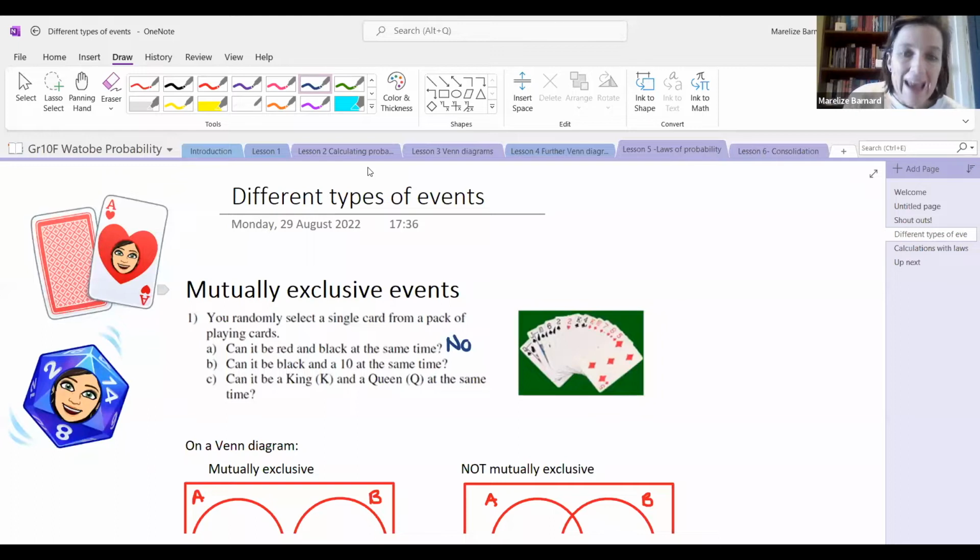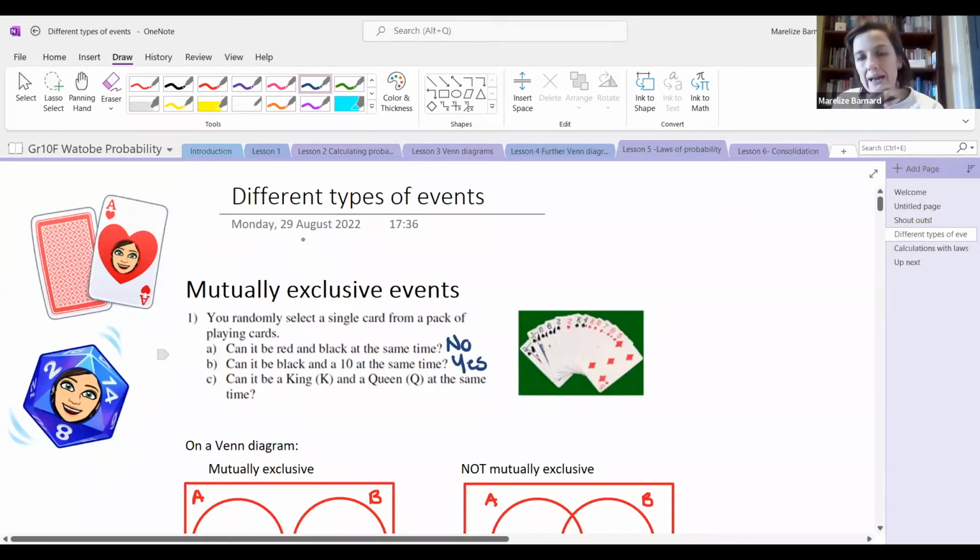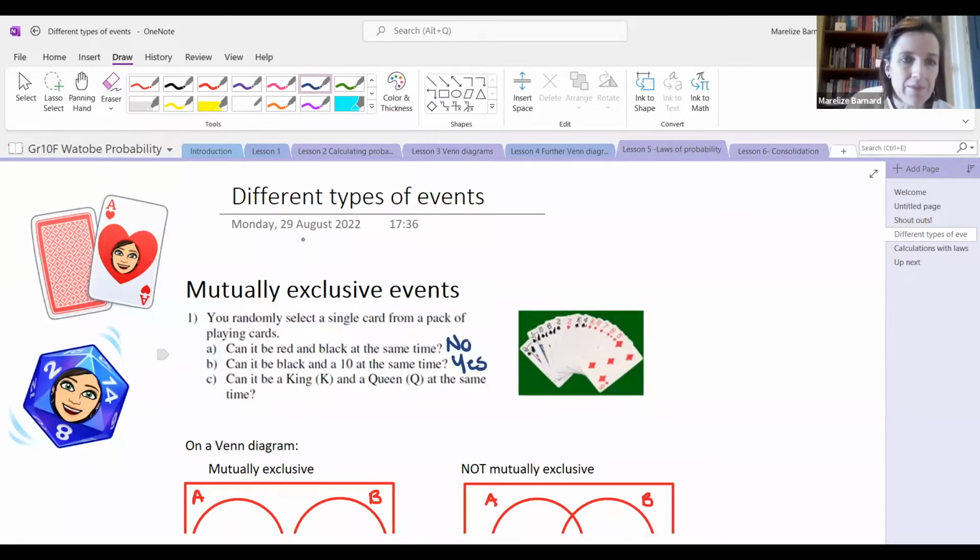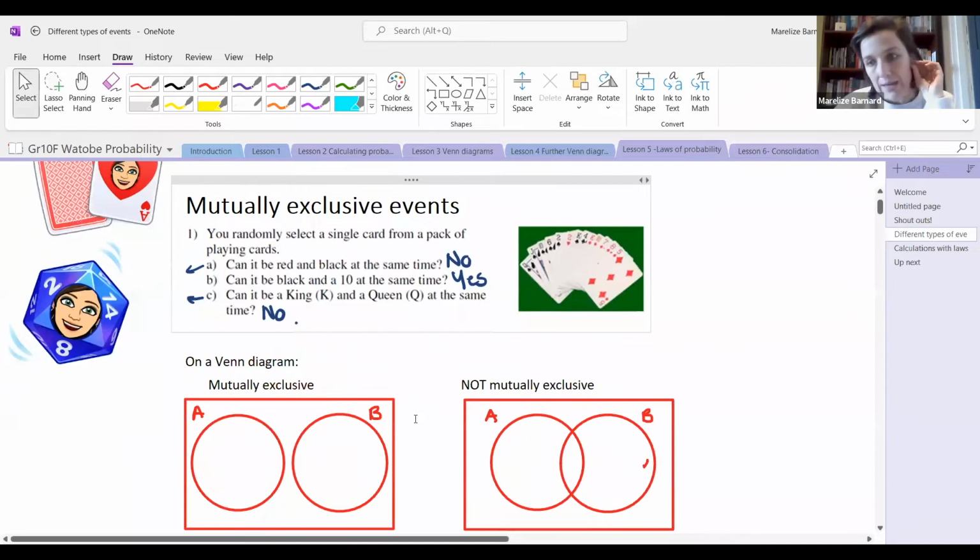And can it be black and a 10 at the same time? Yes, we can have a black and a 10. We can have the 10 of spades and the 10 of clubs. Those are all black, so those things can happen at the same time. Okay. And can it be a king and a queen at the same time? No, it cannot. Definitely not. Okay. So in this first example with the cards and this third one, question A and question C, we say that those two things, because they cannot happen at the same time, are mutually exclusive. So that's just a big word to say that these things cannot happen at the same time.